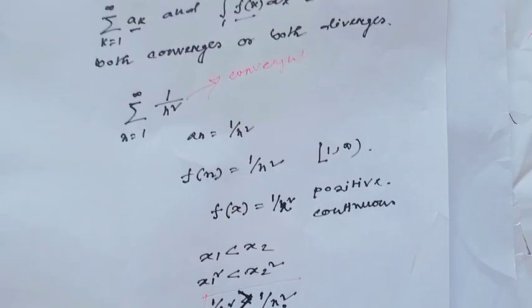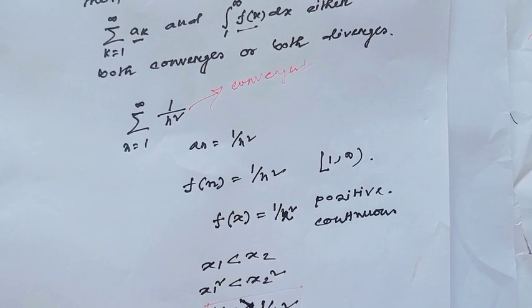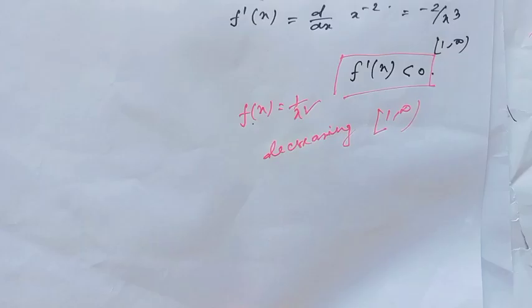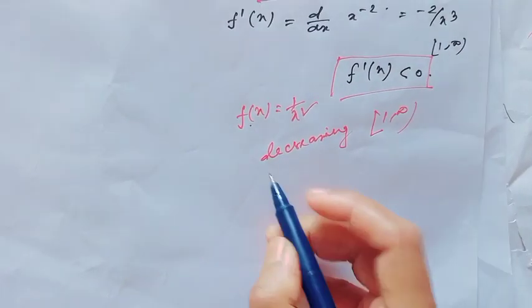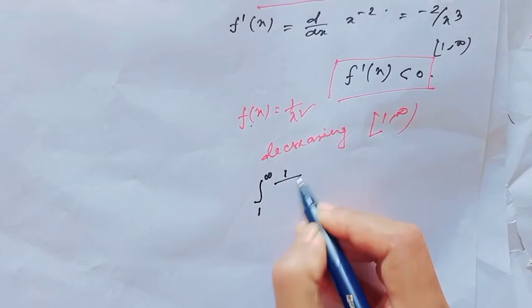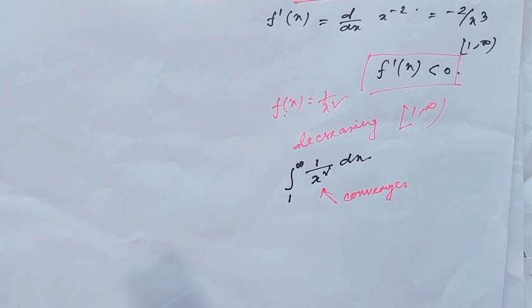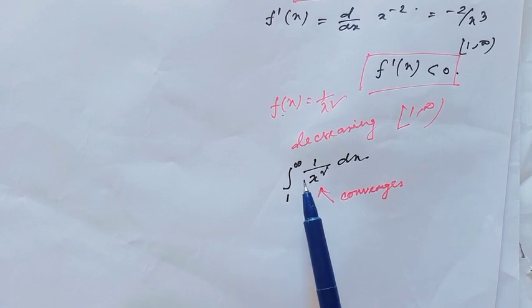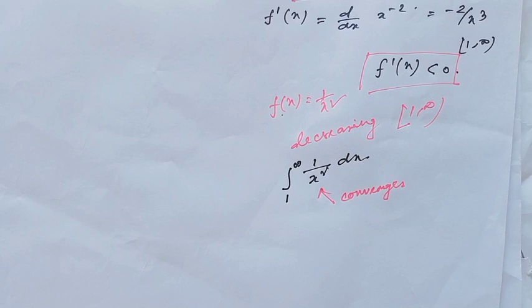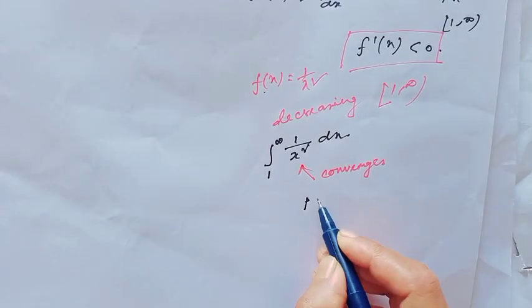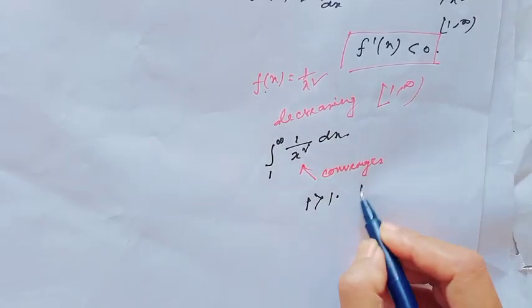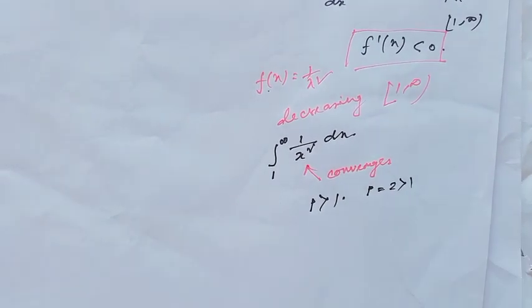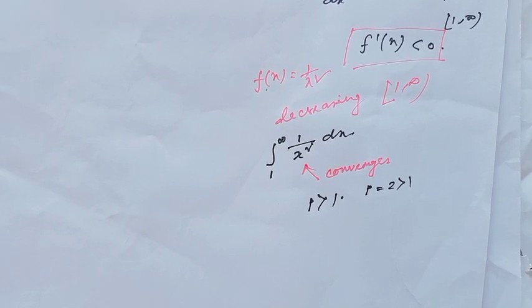Okay. Now we can apply the integral test. Since the interval is [1, infinity), we consider the integral from 1 to infinity of 1 over x squared dx. We all know this improper integral of 1 over x to the p, for x from 1 to infinity, converges when p is greater than 1. Here p equals 2, which is greater than 1. So this improper integral is always convergent. In my previous video I have seen this type of improper integral elaborately.